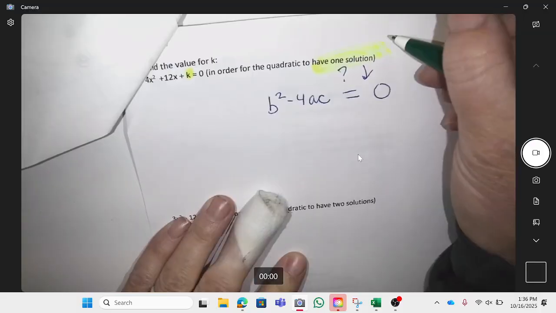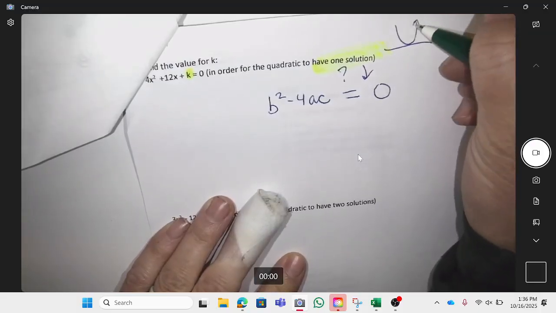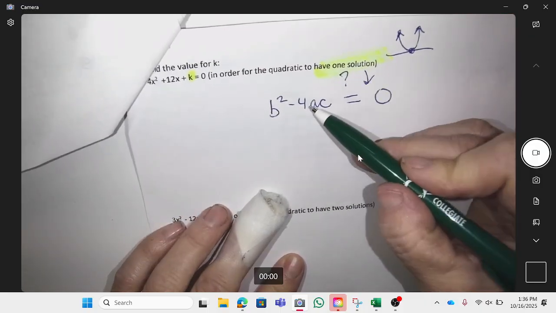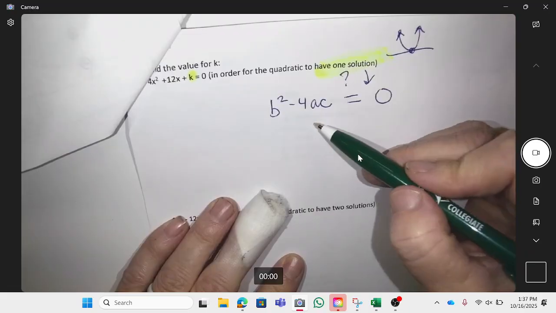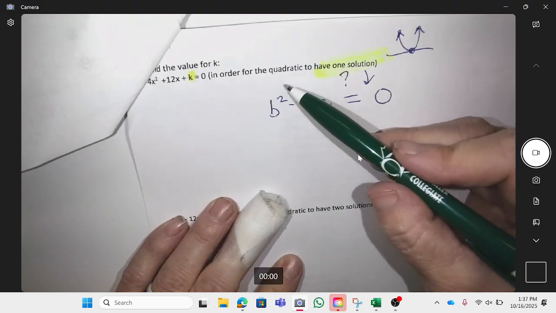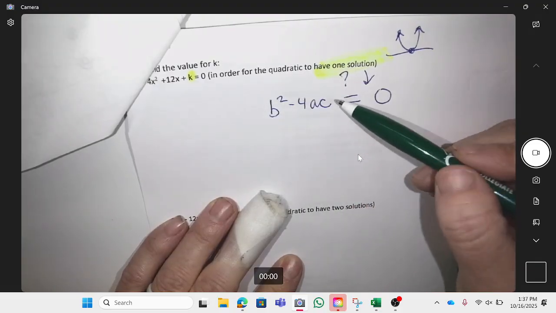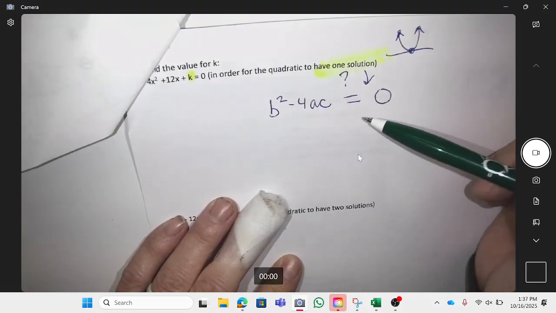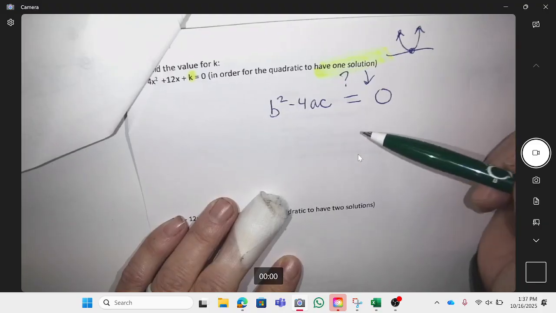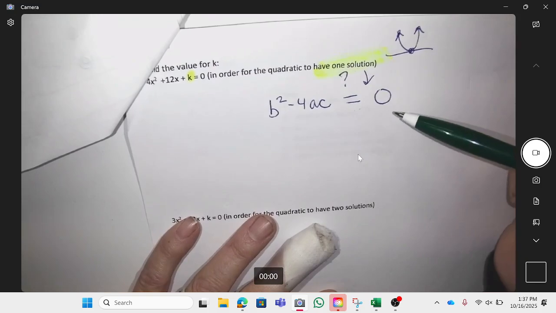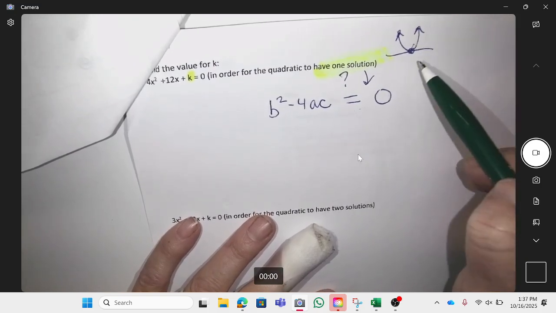So having one solution means my square root part of the formula... Does anybody know the name that that part is actually given? Starts with a D. Discriminant. Close. If the discriminant is 0, we're only going to get this happening.